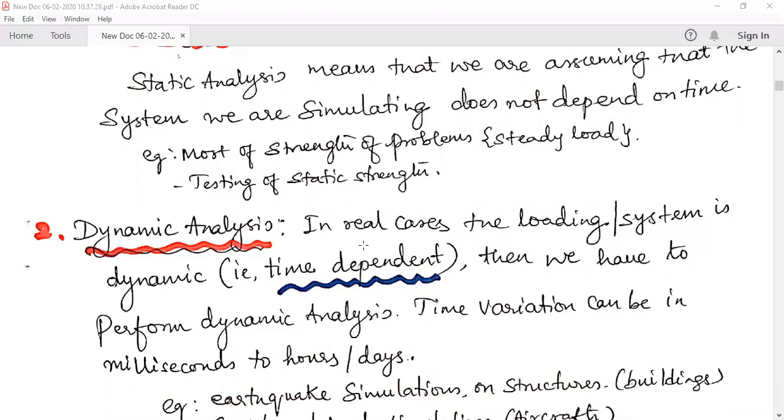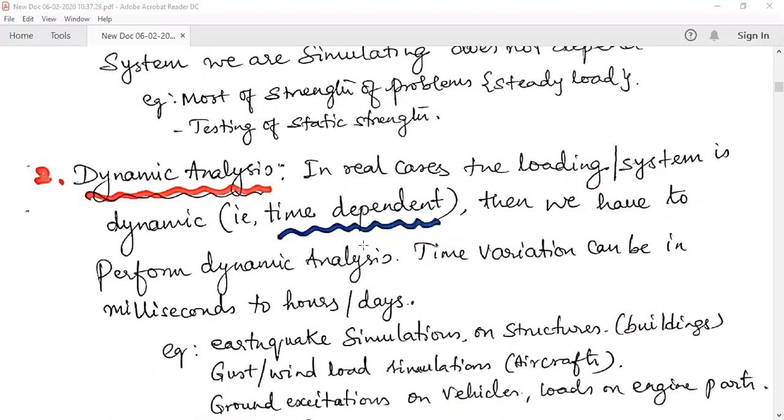So in such scenarios, the component has to sustain such kinds of dynamic load, and we must see how it responds to the dynamic conditions. Then we have to perform dynamic analysis. Time variation is very, very important. Whenever time comes into picture, dynamic analysis plays an important role. The structure should not only be strong from the static strength point of view, it should also be strong from the dynamic point of view. The variations of the time can be in milliseconds to hours or days also.